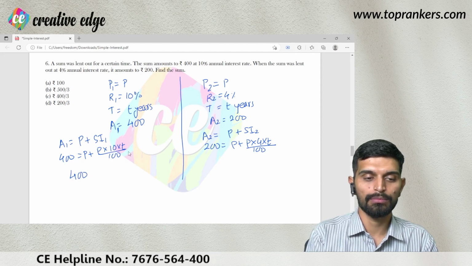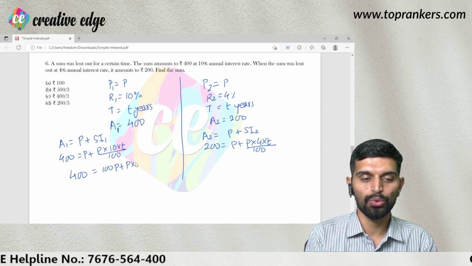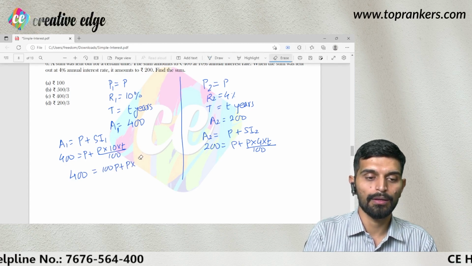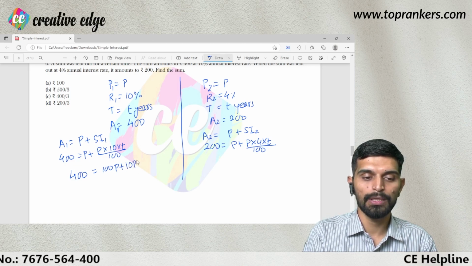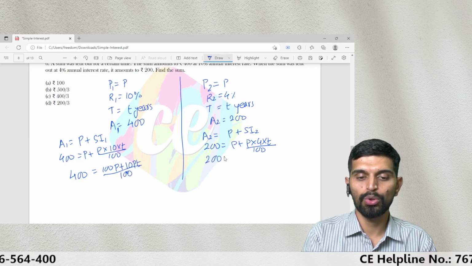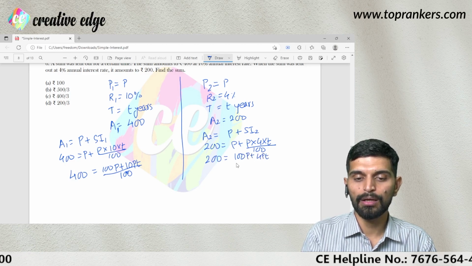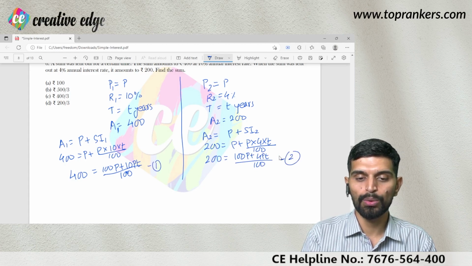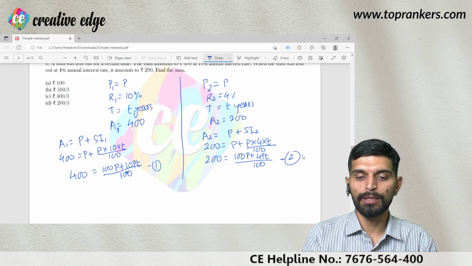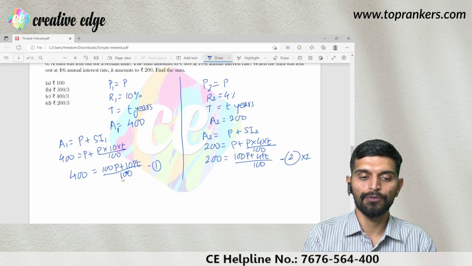400 is equal to 100P plus 10PT upon 100, and this will be 200 equals 100P plus 4PT upon 100. So this is equation 1, this is equation 2. If we multiply equation 2 by 2 and then subtract it from 1, right?